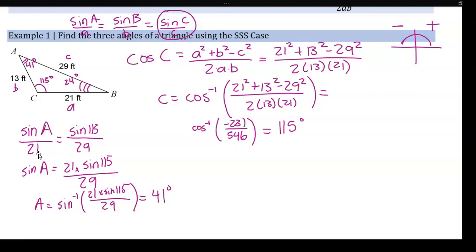All right, so what we did was we used the law of cosines to find the largest angle first. Then we used the law of sines to find another angle. And then we used the property that the three angles of a triangle add to equal 180 to find the last angle.